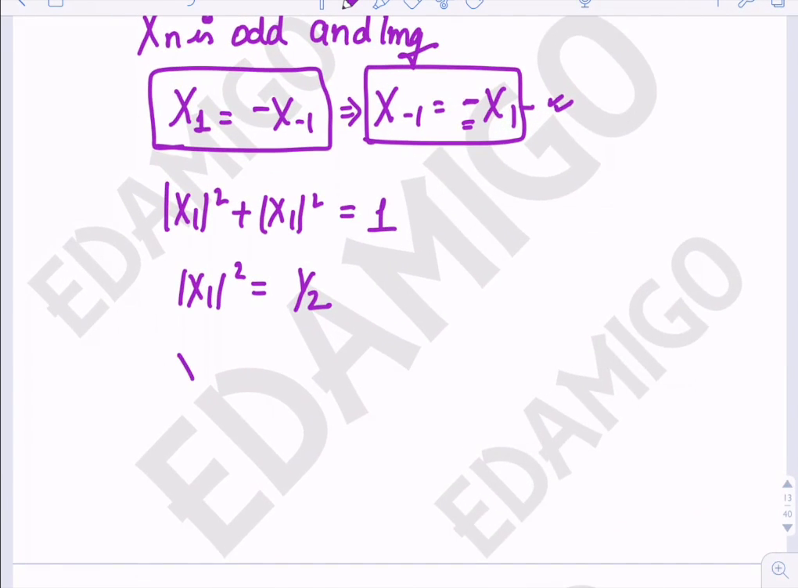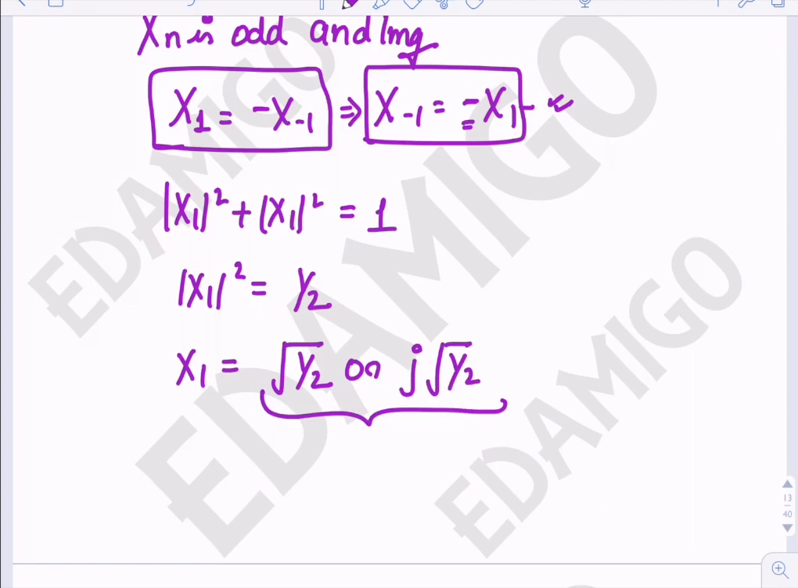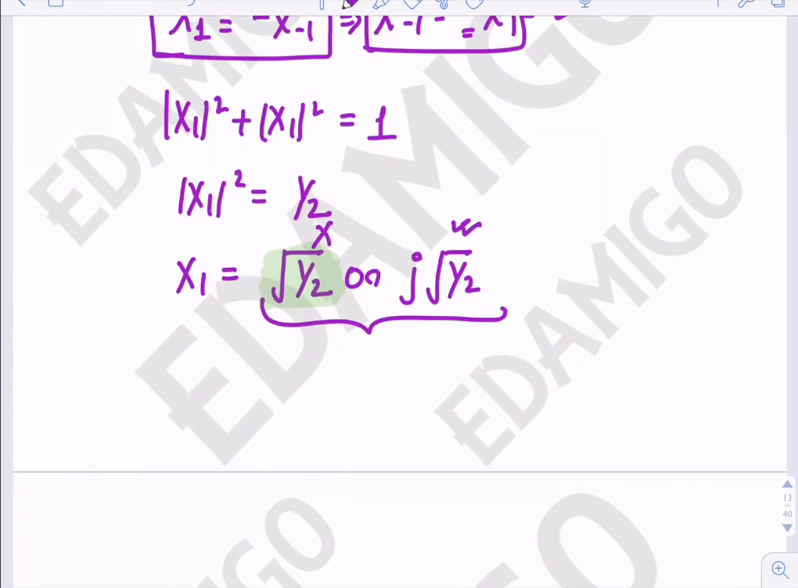Okay, so we can say that x1 is equals to under root of 1 upon 2 or j times of under root of 1 upon 2. Okay, because in both the cases mod of these values whole square will be equals to 1 upon 2 only. Okay, now since xn is imaginary, we will have to take xn as imaginary. Okay, so there are two possibilities, it can be plus minus and it can be plus minus here also. Okay, so we cannot take these values, we have to take these values of x1.